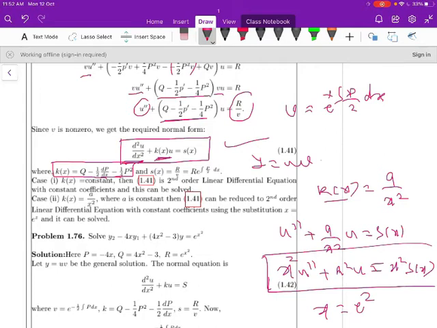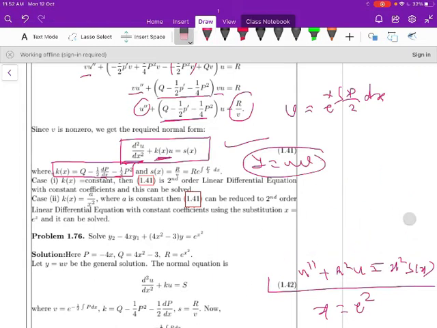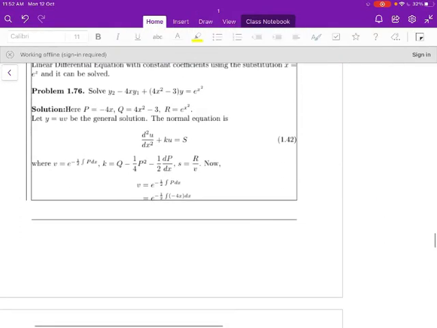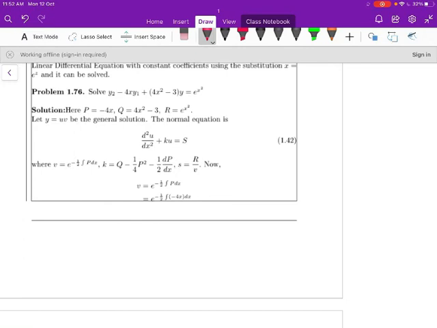So this is the method to solve a second order differential equation with variable coefficients by taking the substitution y is equal to uv. Easily we can solve the problem with the help of the normal form. Let us move to the problem.